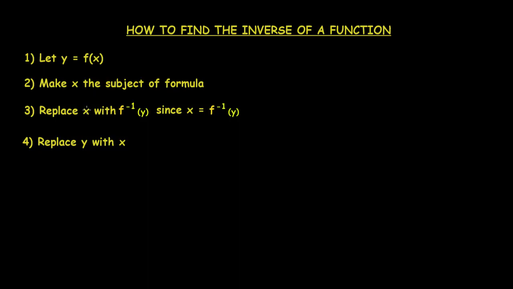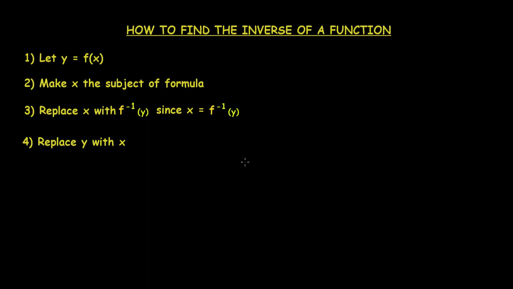The third rule says we should replace x with f inverse of y, since x is equal to f inverse of y. We saw previously that if y is f of x, that means x, which is the output value of f inverse, is going to be f inverse of y, with y being the input value in f inverse. So the last rule says we should replace y with x. So let's see if we can apply this to some examples.